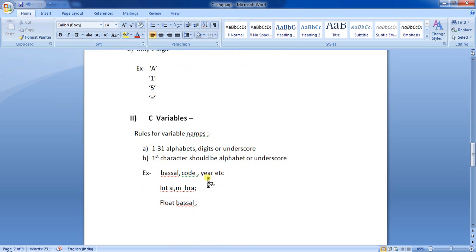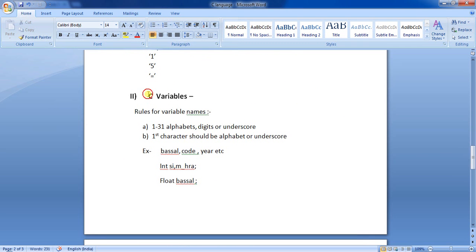So now, C variables. These are the quantities which can vary. The rules for variable names: it can be of 1 to 31 alphabets, digits or underscore, and the first character should be an alphabet or underscore.